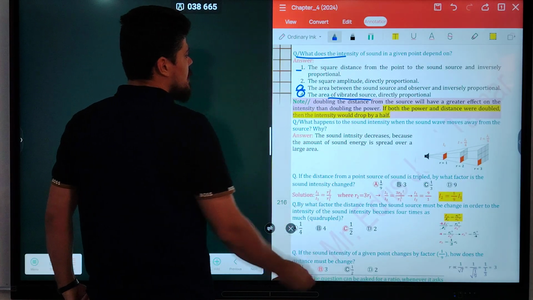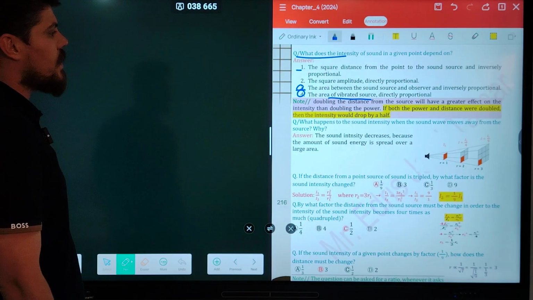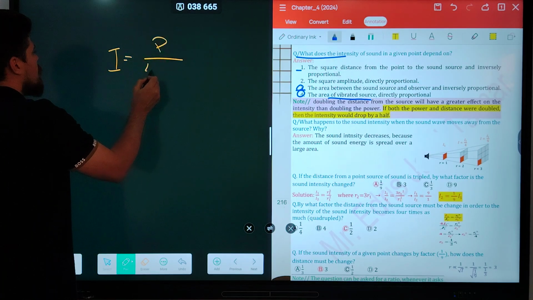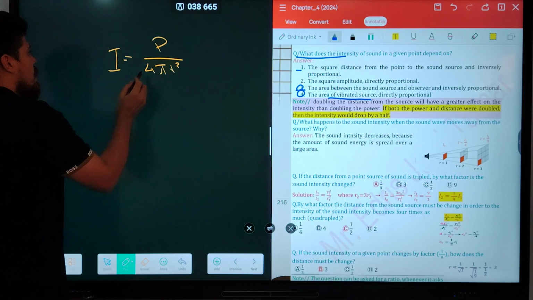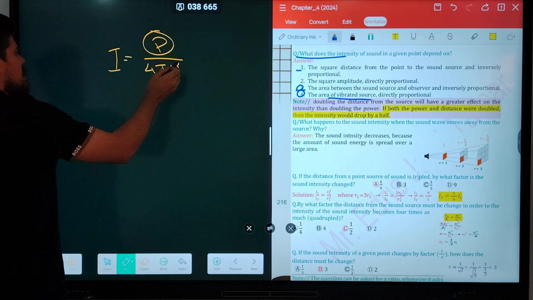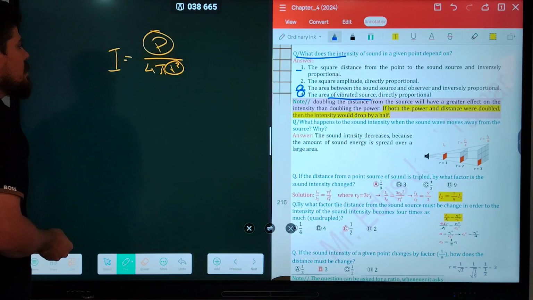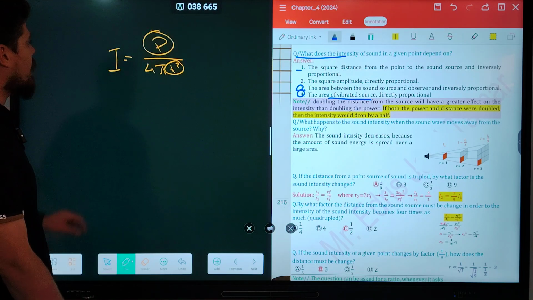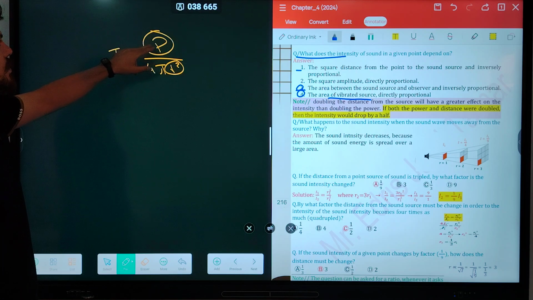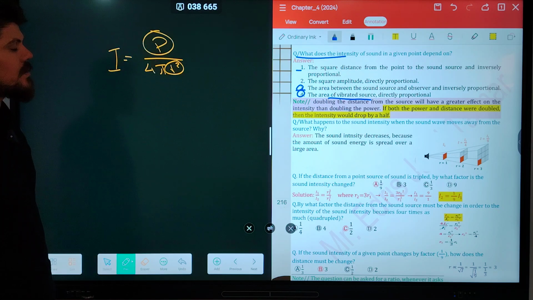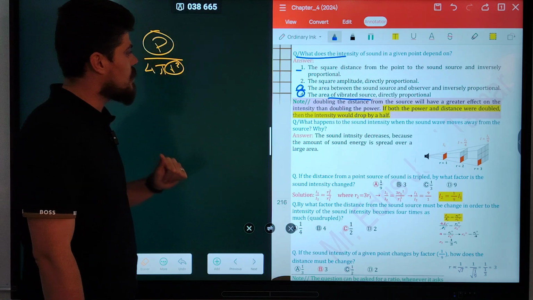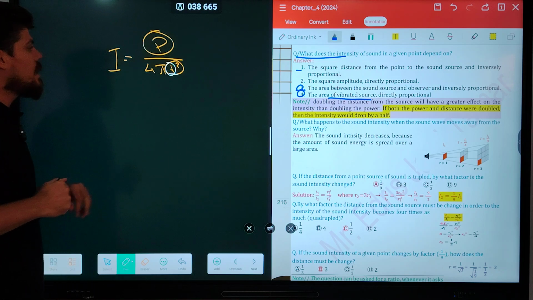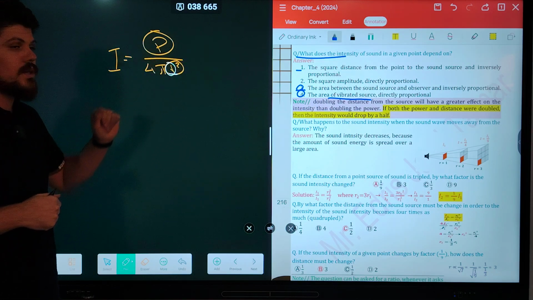Guys, doubling the distance from the source will have greater effect on the intensity than doubling power. Why? Because according to this equation, intensity is equal to power over 4 pi r squared. Doubling distance is more effective than doubling power, because distance is squared, but power is pure. It has no square, okay? Intensity is directly proportional to the power without square, but in the relation between distance and intensity there is a square of the distance, so that is why the radius or distance from the source is more effective than the power because of this square.